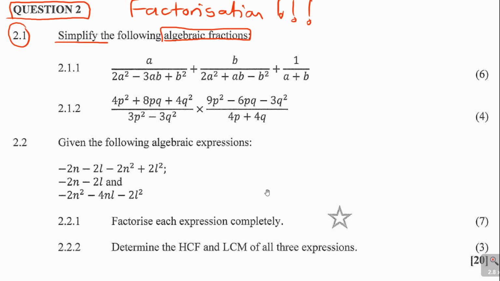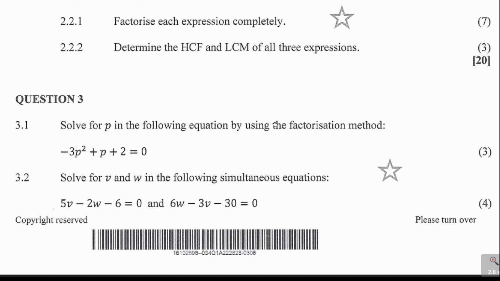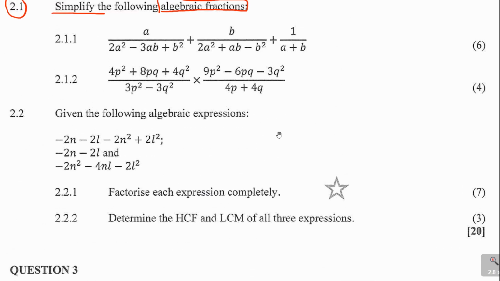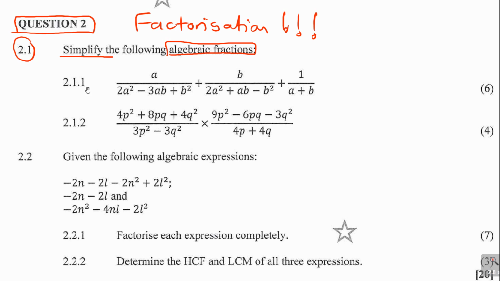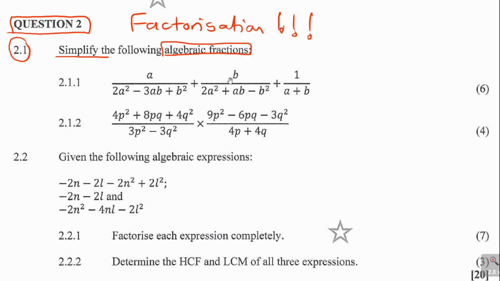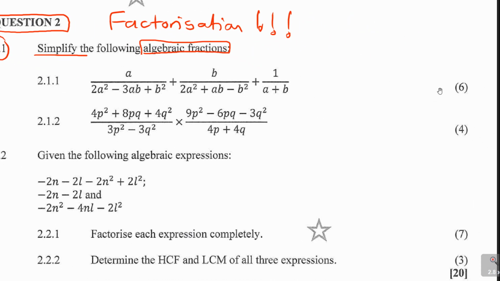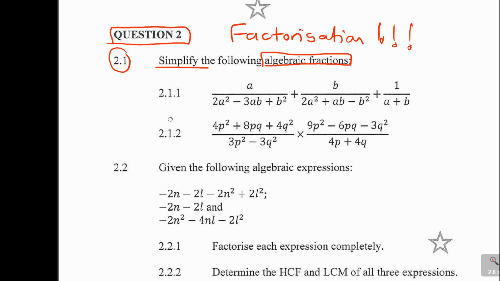It also spills over even to question number 3. Looking at question 3.1, it says solve for p in the following equation by using the factorization method. So you see that it goes all the way to question number 3. In this scenario, I will be factorizing, not really doing the basics, but also showing you how I usually factorize such expressions. The first one is 2.1.1, it's 6 marks. 2.1.2 is 4 marks, so already 10 marks. It will rely on factorization.